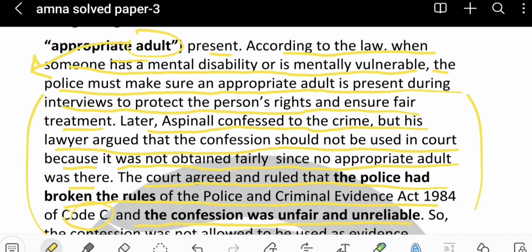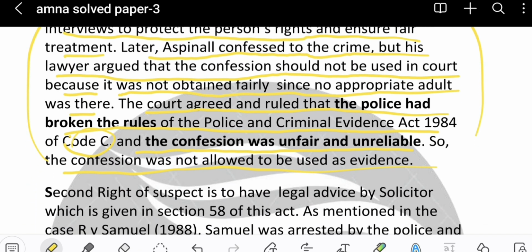So due to this reason, the lawyer of this particular person said that there was no adult. Due to this reason, the police did not have the right to ask questions from someone that is already suffering and is not mentally stable. So that's the reason the court said that the police had broken Code C, because in Code C it was mentioned clearly that the person who is arrested has the right to call a proper adult to be available at that point when the witness is being asked different questions by the police. At that point no adult was available. That's the reason the confession made by that person will not be used in court as evidence.